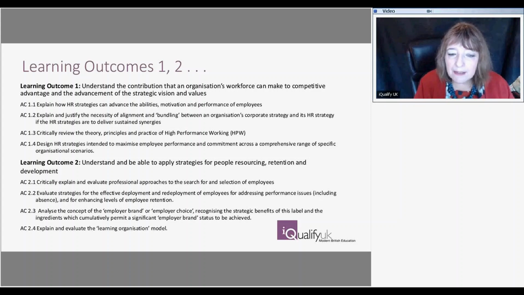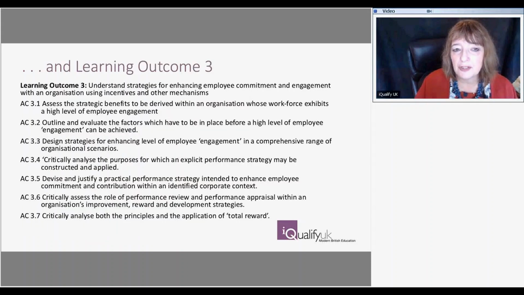And then 2.3: analyse the concept of the employer brand or employer of choice, recognising the strategic benefits of this label and the ingredients which cumulatively permit a significant employer brand. We did quite a lot, if you remember, about what we mean by employer brand, the status to be achieved, and explain and evaluate the learning organisation model. So that's learning outcome 2, and that was completed in Lectures 4 and 5 of the sessions.